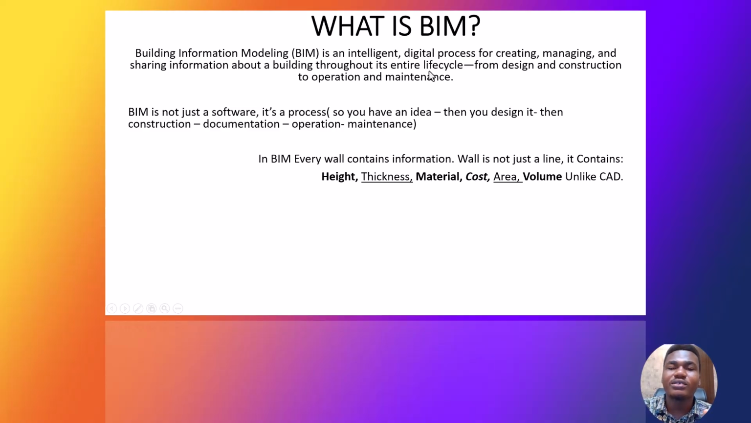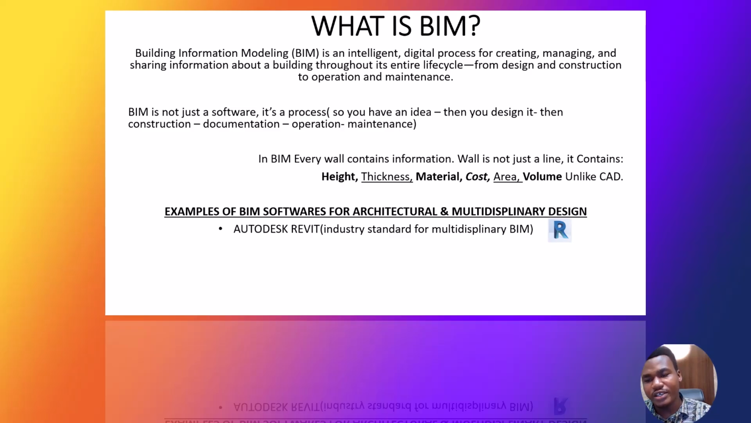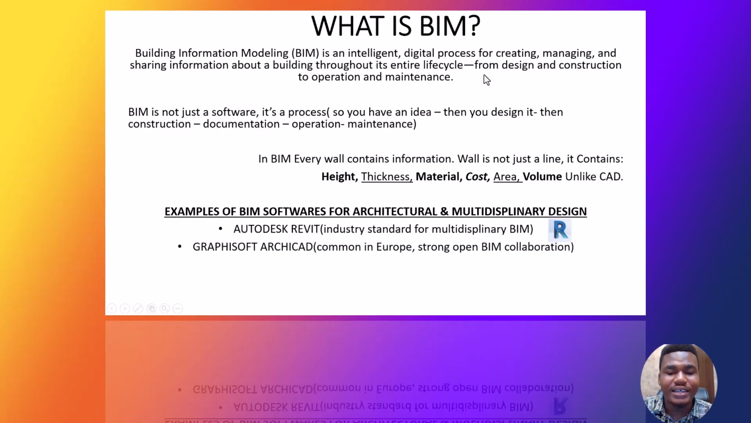So we have different types of BIM software depending on which one you want to use. Examples of BIM software we use for architectural and multidisciplinary design: number one is Autodesk Revit. Yes, with the symbol there. This is the industry standard for anything construction. It's very popular because of its flexibility, also because it's well loaded. And another one that is very popular is ArchiCAD. But this one is very popular in Europe. Why it's good is because it's flexible. Yes, you can manipulate things there. And then it allows for open collaboration. That means you and someone can easily collaborate because of its strong BIM cloud.